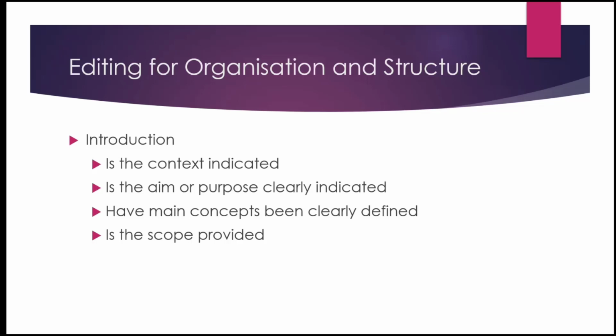Now let's say you are looking at a scientific report. The structure is a bit different. You will have a title and an abstract that you will not have in the AC. So if you're editing for the structure of a scientific report, you need to make sure you have a title, an abstract, an introduction, a methods and materials section, results, discussion, and a conclusion.